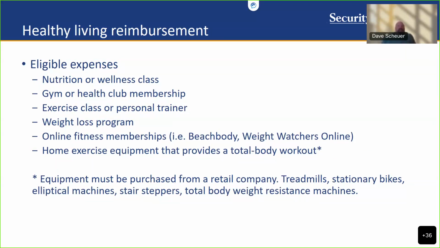So when we're looking at this type of equipment, it would be a treadmill, a stationary bike, elliptical machine, or even a total body weight resistance machine. And that equipment would need to be purchased from a retail company. So again, make sure you get all of your receipts and submit them with the form for reimbursement. And one thing to note as well, especially with online purchases, we've had a few instances where people have taken screenshots of the online order, say for Beachbody or Weight Watchers online.